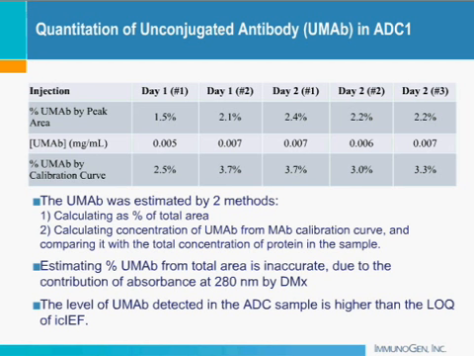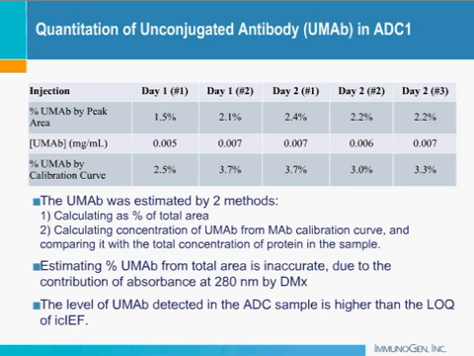So what happens is in the conjugate species, as the antibody becomes conjugated, you have this DMX, the small molecules attached to the antibody, which start to contribute to the absorbance at 280. So you have a kind of overestimation of the highly conjugated species. And this degree of overestimation is dependent on how highly conjugated that particular molecule is. So ICIEF tends to slightly overestimate the higher conjugated species.